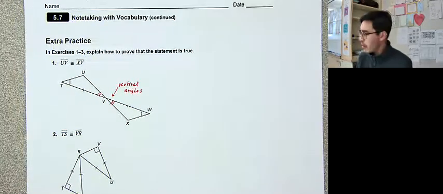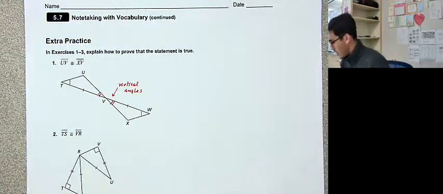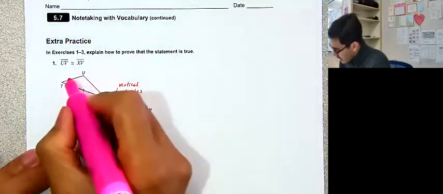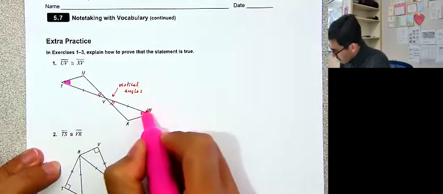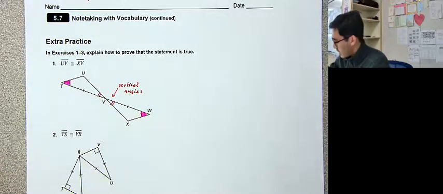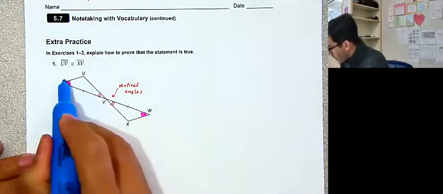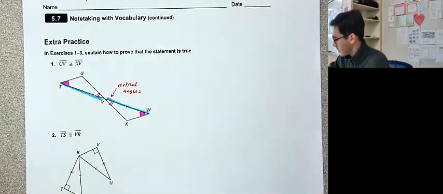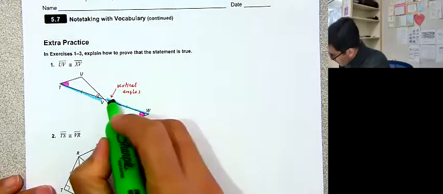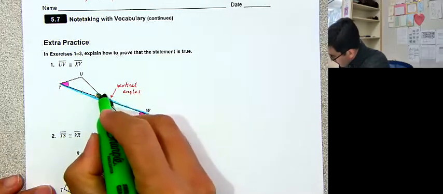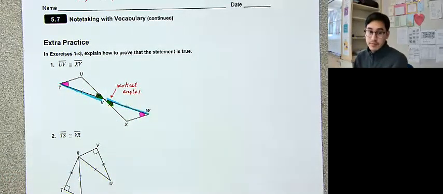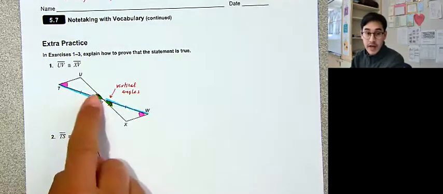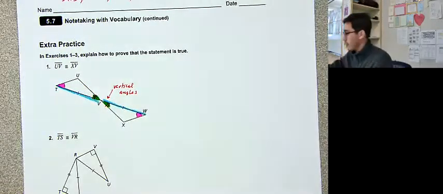So now I have 3 sets of marks, okay? Looks like we've got a pair of angles, a pair of sides, and then another pair of angles. Okay, so I can tell that I'm going to be using my angle side angle method for this proof.